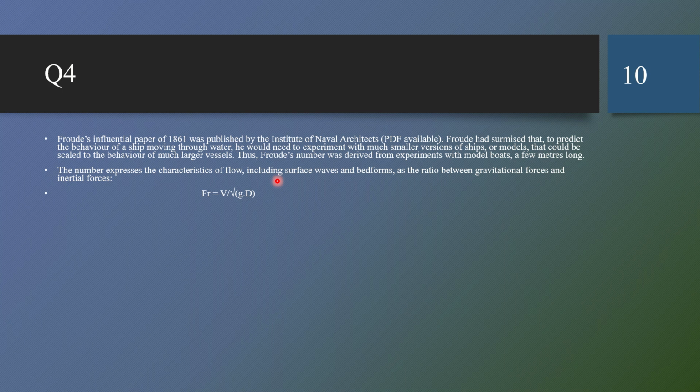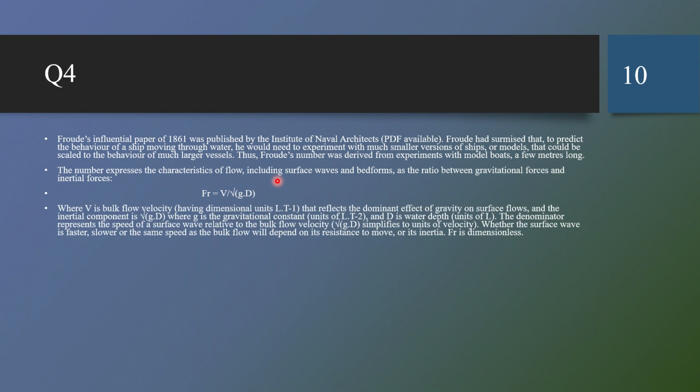The Froude number expresses characteristics of flow, including the surface waves and bed forms. It is nothing but the ratio of gravitational force and the inertial force, where V is the bulk flow velocity having the dimensional units LT inverse, and that reflects the dominant effect of gravity on surface flows, and the inertial component is g times d, where g is the gravitational constant and d is the water depth.